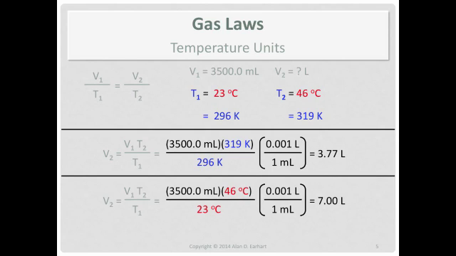But something interesting happens. The bottom one, that's where I use Celsius, as if I forget to convert to Kelvin. So I have 46 degrees Celsius over 23 degrees Celsius, and then my final answer is 7.00 liters. And then I do my unit check, just focusing on the temperature units, and the degrees Celsius units appear to cancel. And so look, the units cancel. The temperature goes up, the volume goes up. It goes from 3.5 liters to 7 liters. It appears to pass the checks.